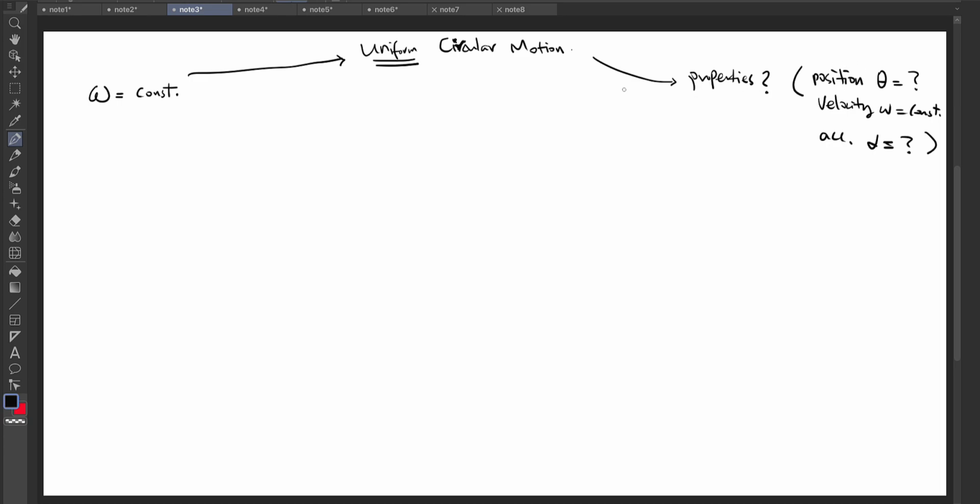Now, related to the previous linear motion, we also need to talk about what's the velocity here, what's the x and y coordinate here, what's the vx, vy, linear velocity, and then the acceleration a. So what are these quantities as well? I'm going to first build a coordinate system, and then we'll start from there.